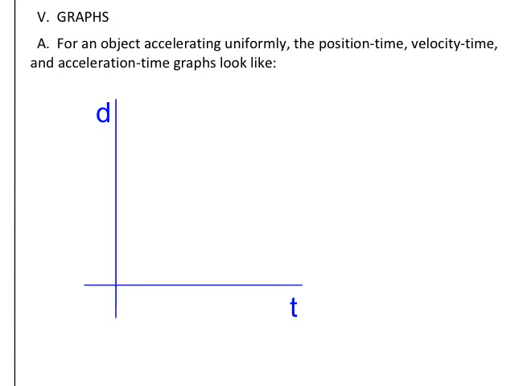So for this example, we are going to have an object that is accelerating uniformly. That would be an example like you're in a car and you steadily push on the gas to accelerate the vehicle. One important thing we will be discussing is the slope. So look at this position time graph.